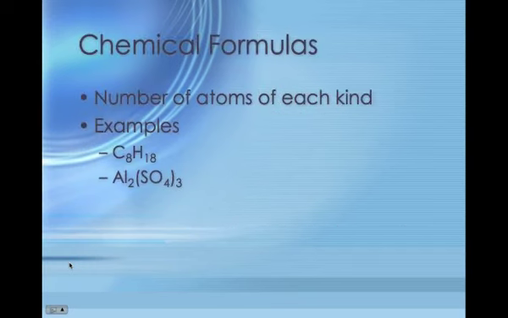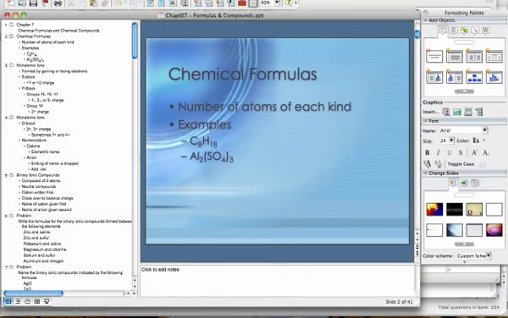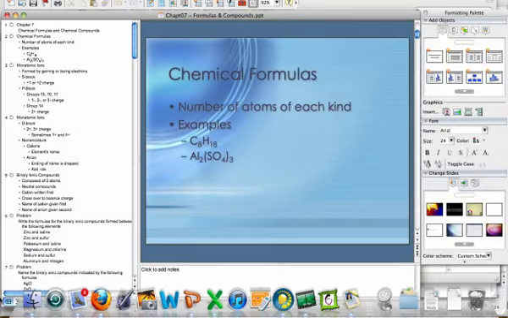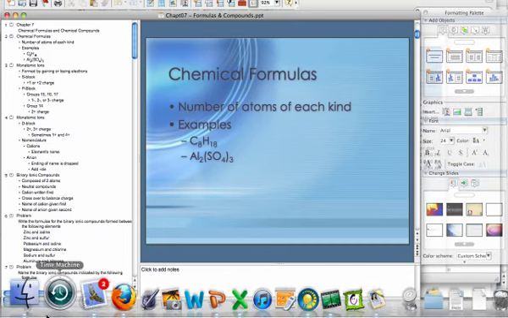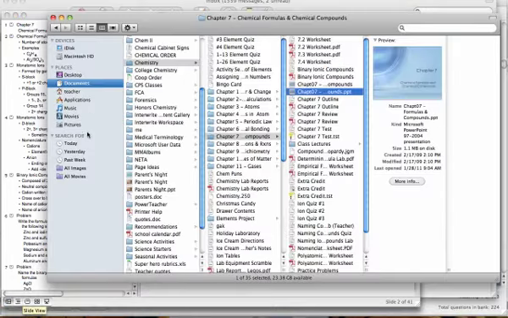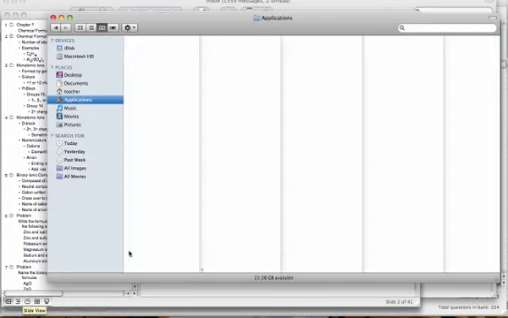So the chemical formula will give you the number of atoms of each kind. So it gives you some examples there. Like C8H18 tells you there's 8 carbon atoms and 18 hydrogen atoms to make up the one molecule.